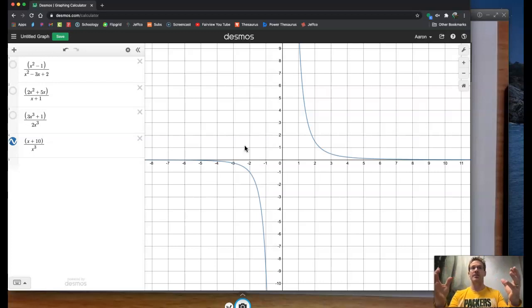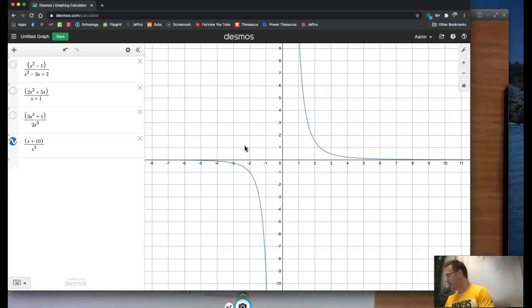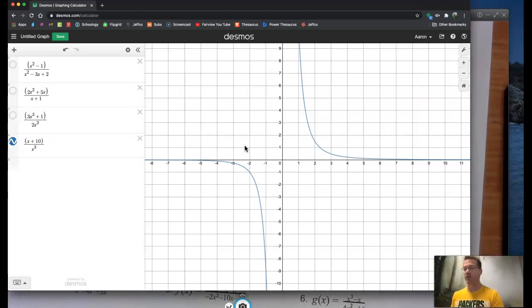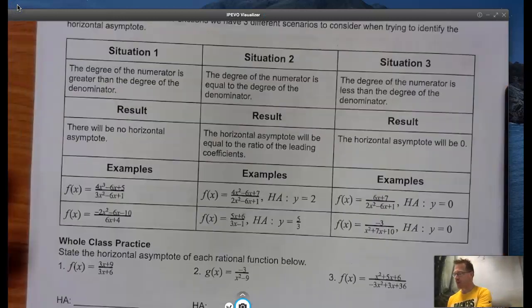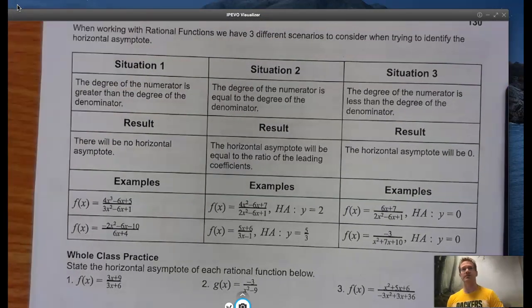So now here's the idea. How do we know when that's going to happen? Let's look at some things in our notes here. I'm going to flip the page and take a look here. We're going to really have three situations. Let me get the graph out of the way here. So situation one here.